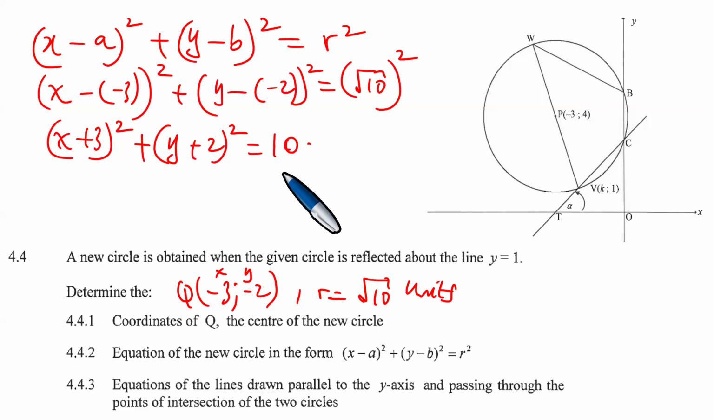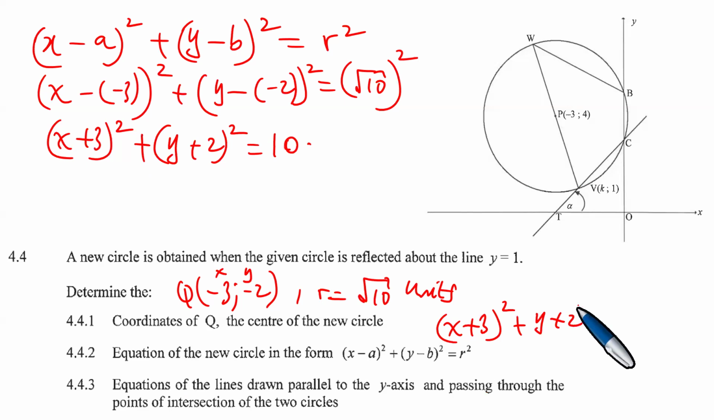So obviously you have to find the equation of the new circle, and the equation of the new circle is exactly that one. So it is exactly x plus 3 squared plus y plus 2 squared, which is 10.